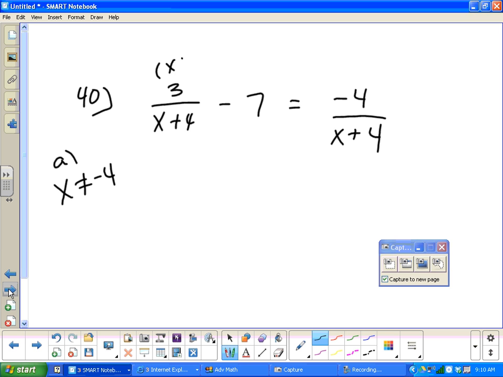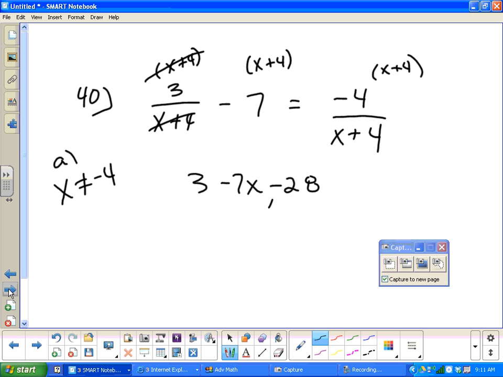Now maybe what you might have done wrong on this one is you might have forgotten that you still have to do -7 times x plus 4. So be sure that you did that. To me, that would be a common mistake I'd see if I was grading papers. Now, that'll cancel, so that's just going to leave me 3. Now, let's do -7 times x plus 4. That would be -7x minus 28. Maybe another mistake was that sign right there, because it's -7 times that. And then these cancel, so that's just -4.